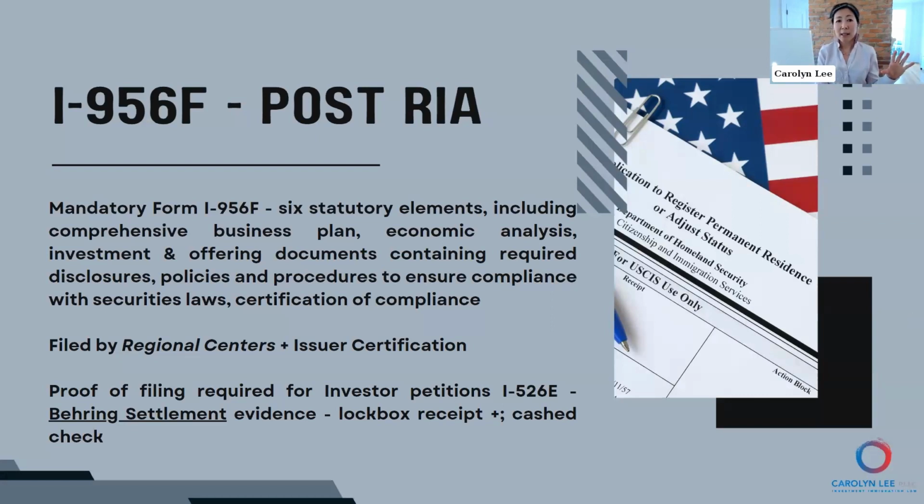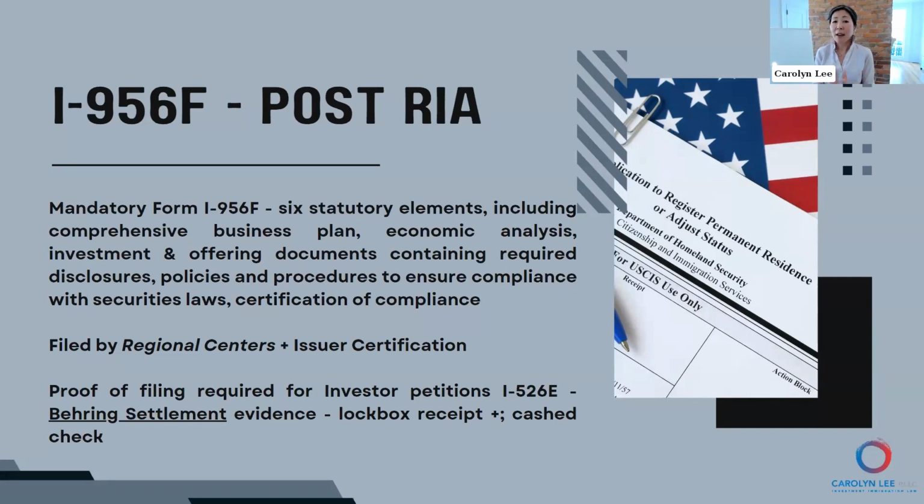Unlike the pre-RIA context where the project documents were presented with each and every 526 form, now the 956F, or the project set, is brought into, is referred to in the investor petition by reference on the 526E. That's the new RIA form that investors file. So on a part within the 526E are the data points relevant to the 956F filing, the NCE, NCE ID, and the 956F information.